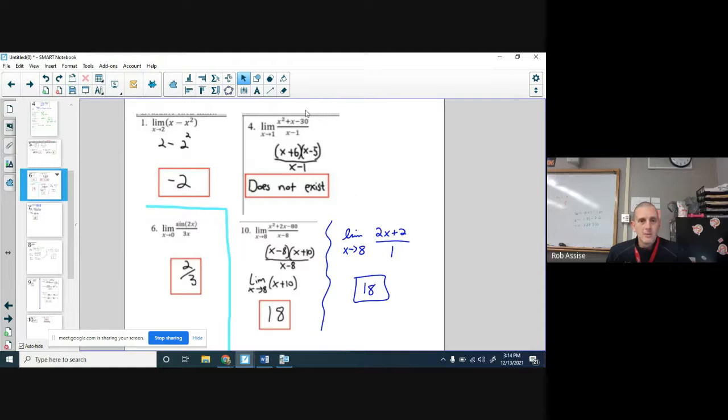We could not use L'Hopital's here in number 4, because if you plug in 1 to the numerator, you do not get 0. So you don't get a case where it's 0 over 0. So that's why you can't use L'Hopital's in number 4.